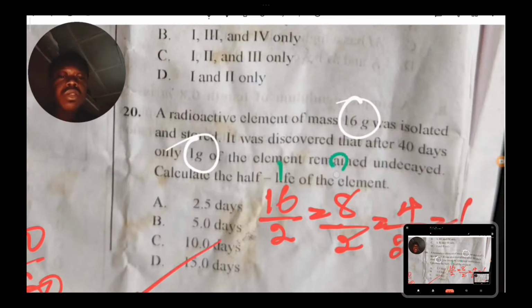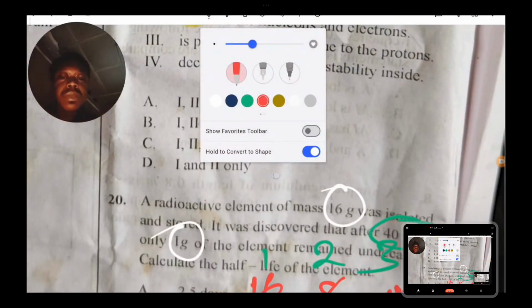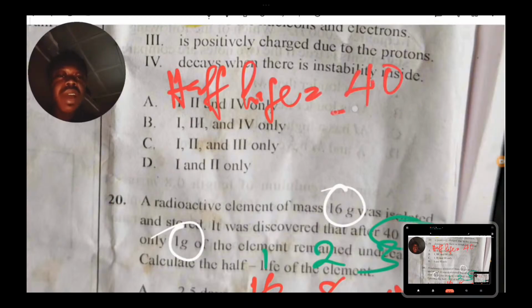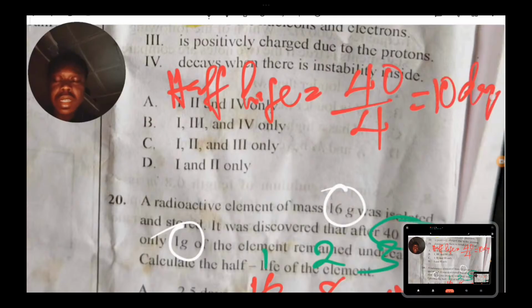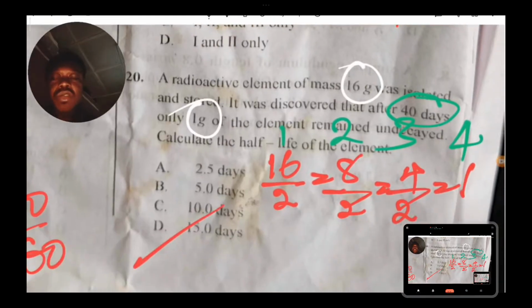So question 19 now. What do I have? I have 1, 2, 3, 4. Is that clear? So if I have 1, 2, 3, 4, it means I will divide this by 4. So I'm having 4 half-lives. Is that clear? Then we are given 40 days. Since we are given 40 days, our half-life will now equal what? 40 divided by 4, which will give me 10 days. Can you see it? I'll have 10 days. So my answer is C.